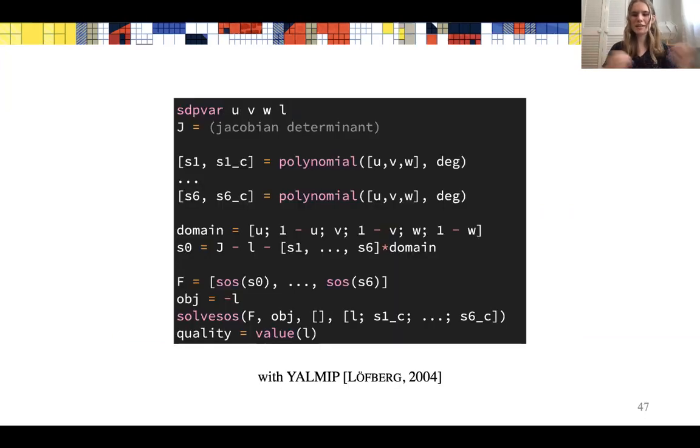And we can actually implement it quite easily also, for example, in the SOS toolbox in YALMIP. You can see here that it's actually not even that many lines of code. And one thing to note is that we have to pass the degree of the SOS polynomials.